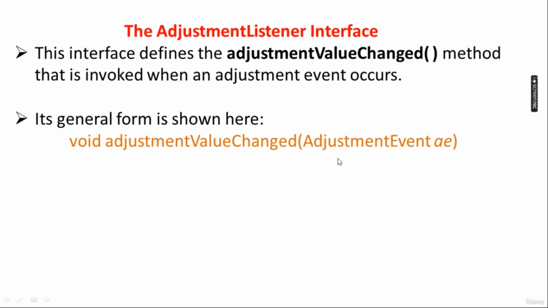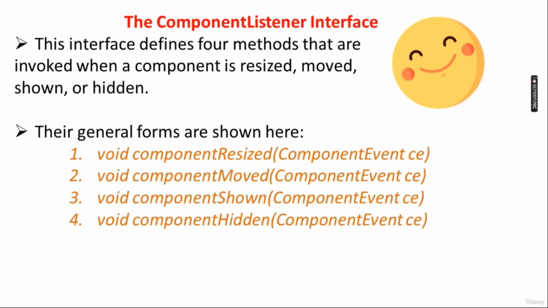AdjustmentListener interface. This interface defines adjustmentValueChanged, which is invoked when an adjustment event occurs. Void adjustmentValueChanged(AdjustmentEvent a). ComponentListener interface. This defines four methods that are invoked when a component is resized, moved, shown, or hidden. Void componentResized(ComponentEvent c). Void componentMoved(ComponentEvent c). Void componentShown(ComponentEvent c). Void componentHidden(ComponentEvent c).